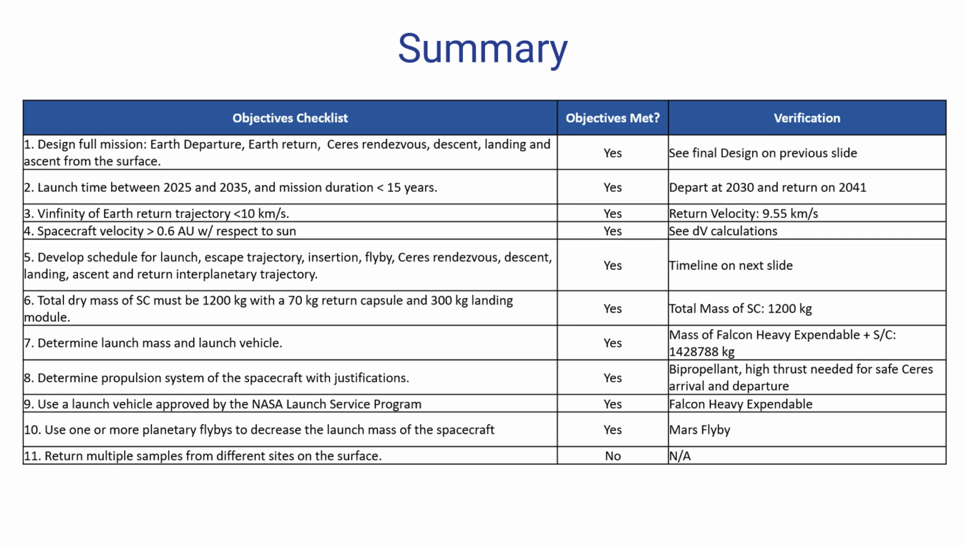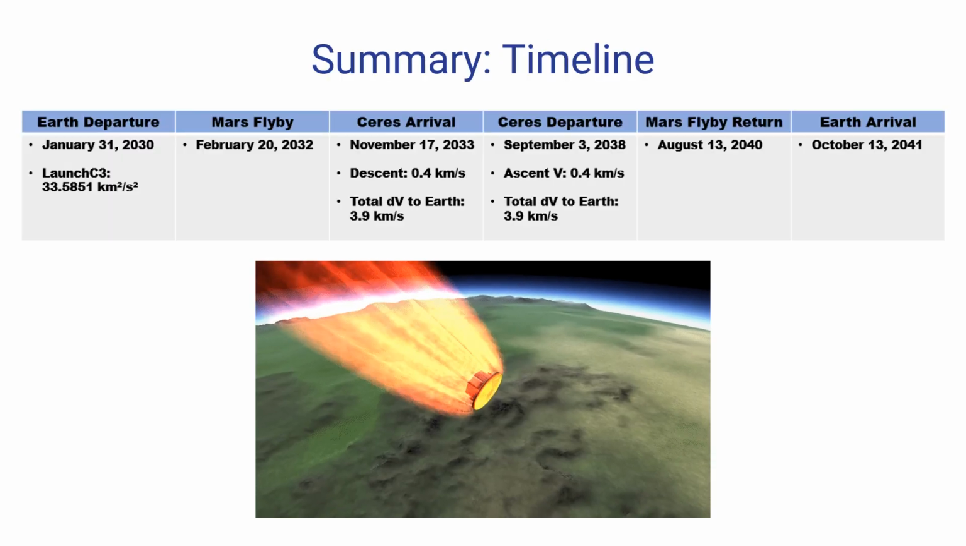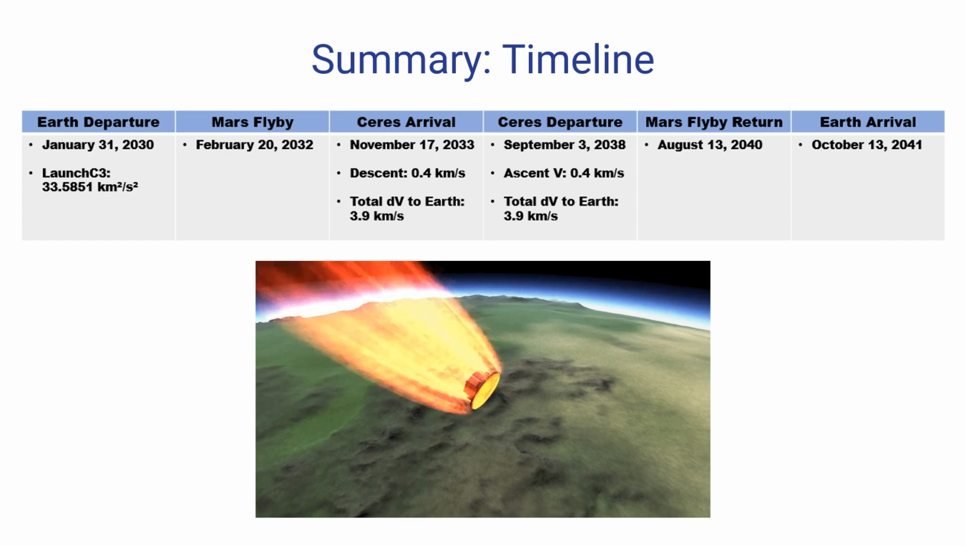It will use a cryogenic engine to provide the thrust needed for a safe landing. However, we will not be able to return multiple samples since our spacecraft will not be able to go to different sites. To summarize, our timeline follows the mission from departure date of January 31, 2030.